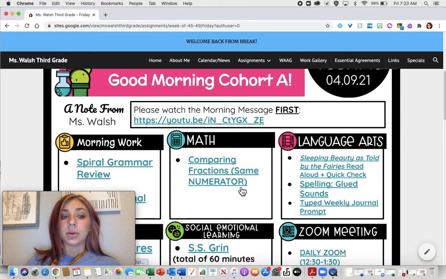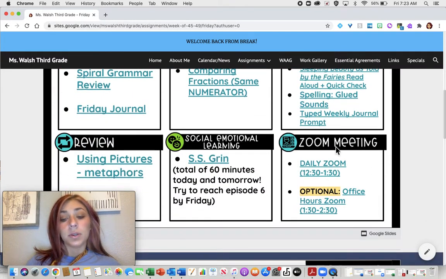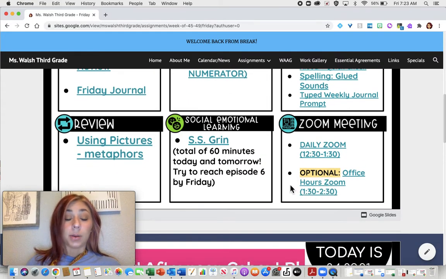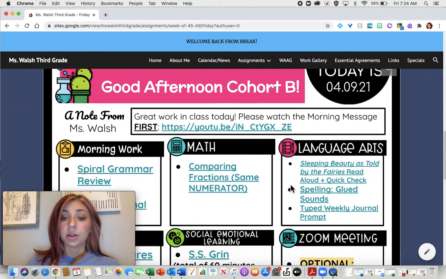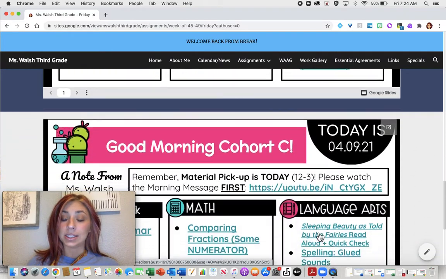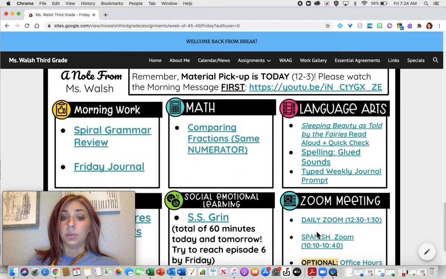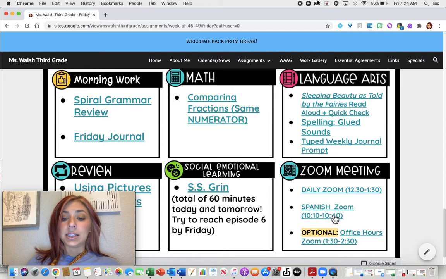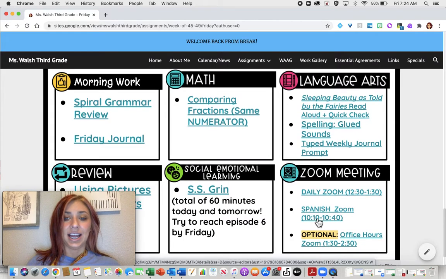So we can see really quickly, we have our A group. A group, the only Zoom you have is 12:30 today. And then you have optional office hours, 1:30 to 2:30. Cohort B, you're coming in person, so you are going to have office hours, 1:30 to 2:30, if you need assistance on any of your work. And then my C group, you have office hours as well, 1:30 to 2:30, in addition to daily Zoom, 12:30, and your Spanish Zoom this morning at 10:10.